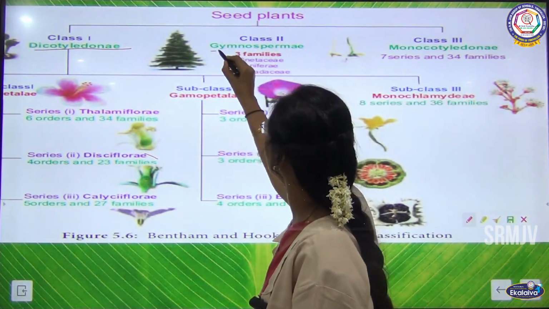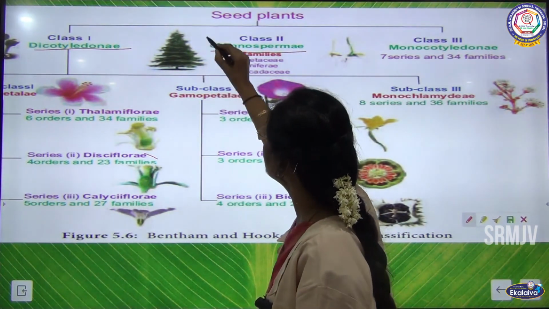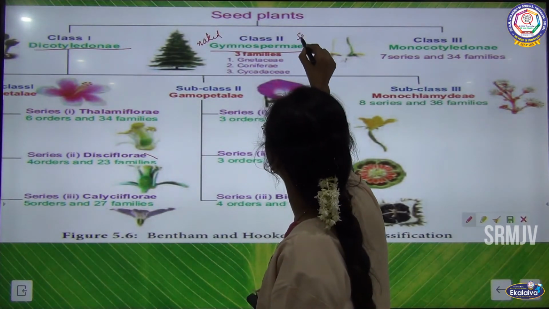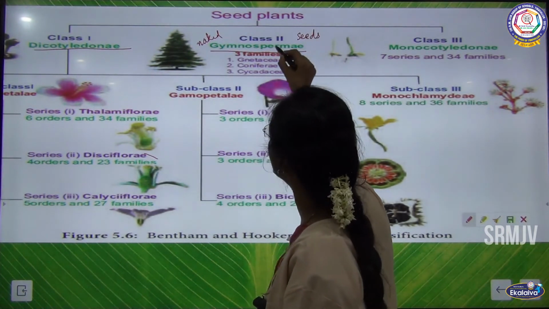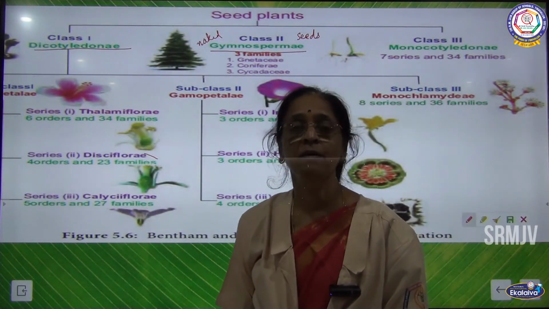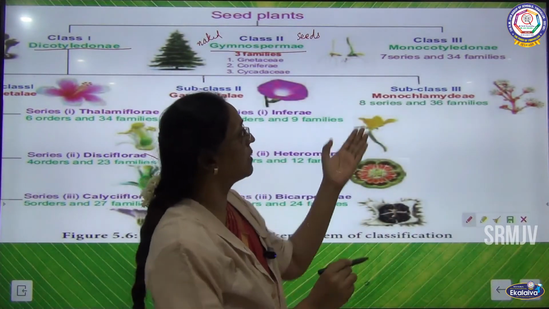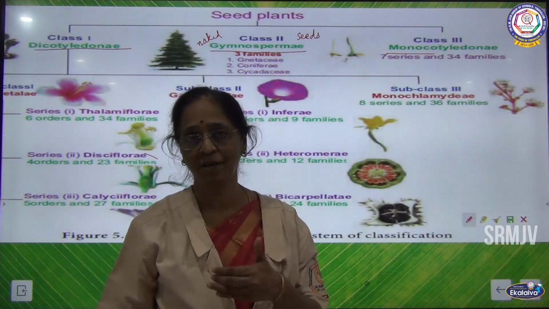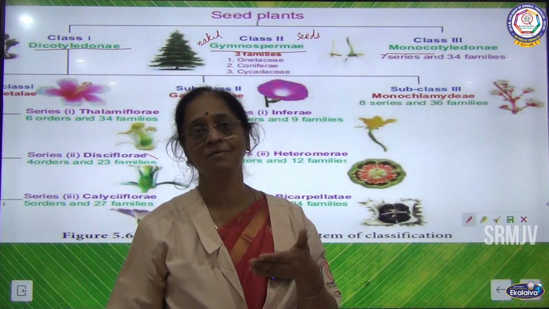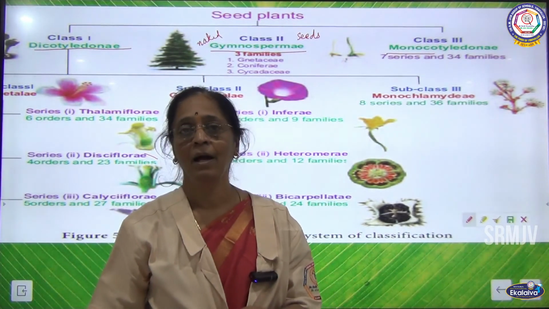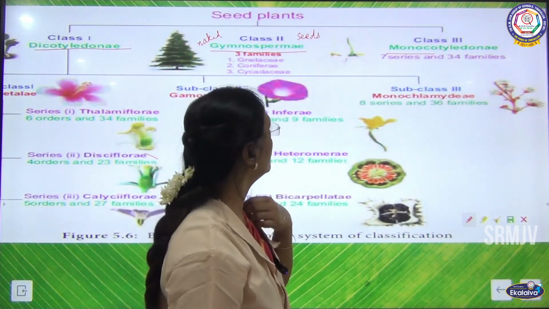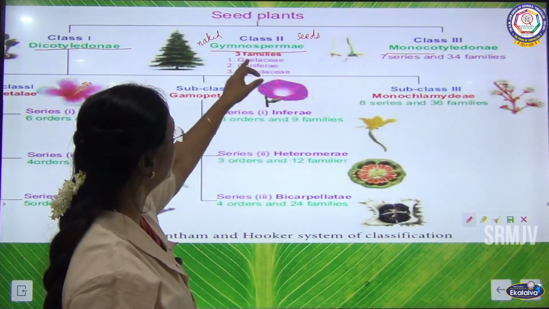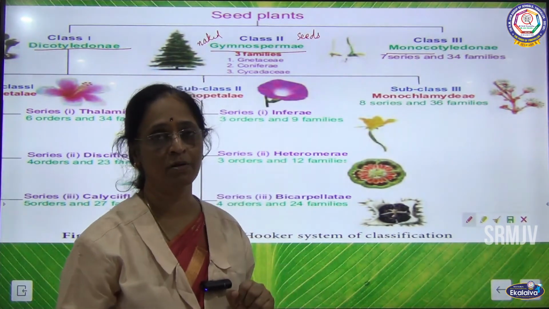The second class is what we call as gymnospermy. And what is gymno? Gymno is nothing but naked, and sperma is seeds. The seeds which are naked have been put under this group called gymnospermy. And the third class is called monocotyledonous. That is all the plants which are having only a single cotyledon. Because they are monocots, you will find that the fibrous root system will be there and the flowers may be trimerous. So, the seeded plants have been classified into three classes: dicotyledonous, gymnospermy and monocotyledonous.